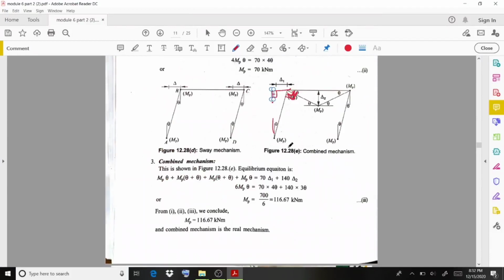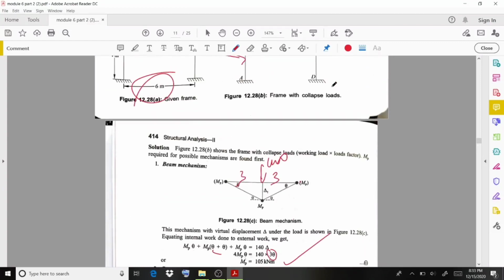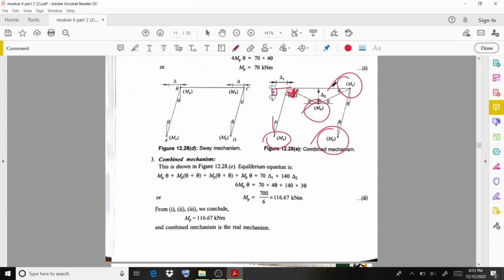Now the combined mechanism. In this case, the plastic hinge will form at joint A, then at joint D, then at joint C, and under the load W, in this case 140 kilonewton. And why is it not forming at this point? If it is a 90-degree joint, and sway or this combined mechanism occurs, there is no change. There is no rotation going to happen. That's the reason why we are not considering this joint.